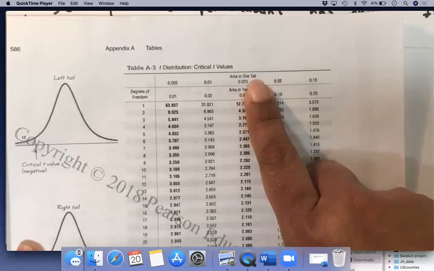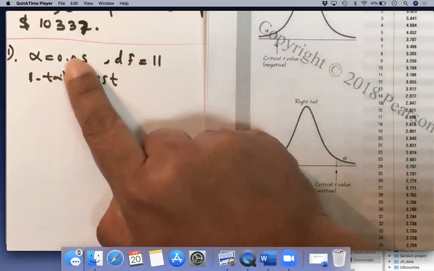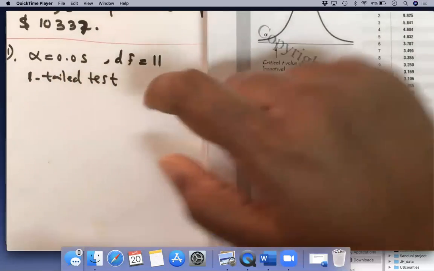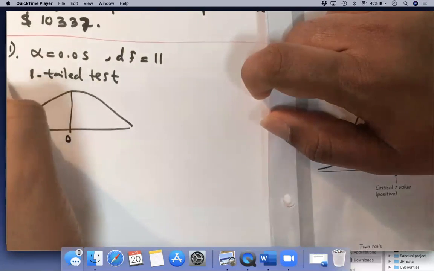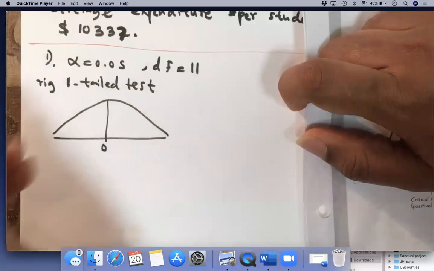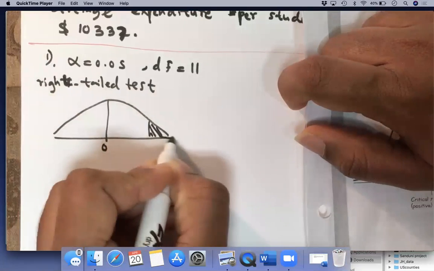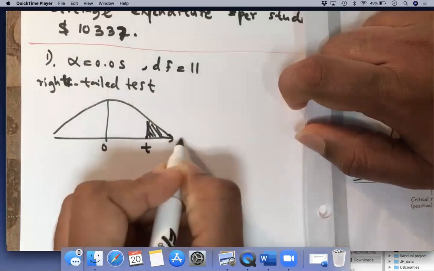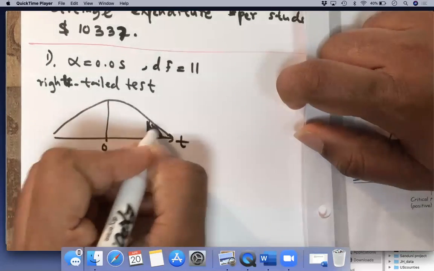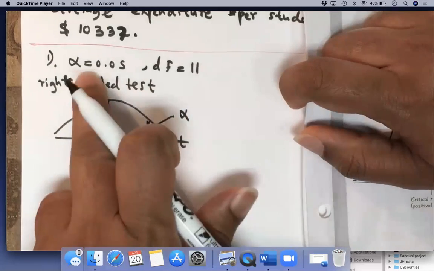Now tell me, what is the area in one tail? It should be alpha. According to our example, our alpha is 0.05. Here it's one tail. I will draw the picture also. It's a right tail test, so we have to color only the right sided area. Then you have to find this T value. This is the T distribution. Now the area of this right sided part is what? It's alpha. Alpha is 0.05.